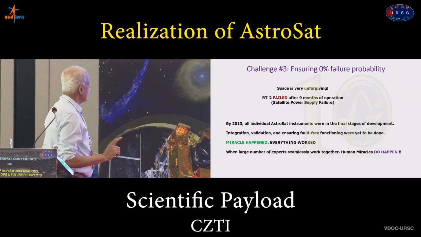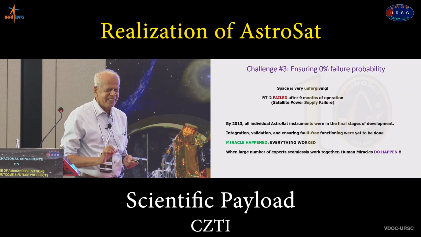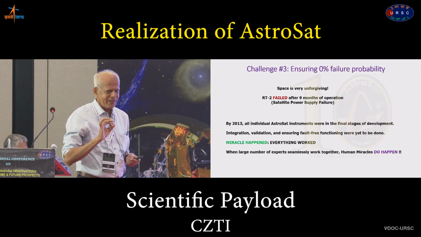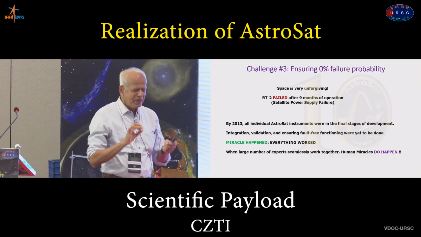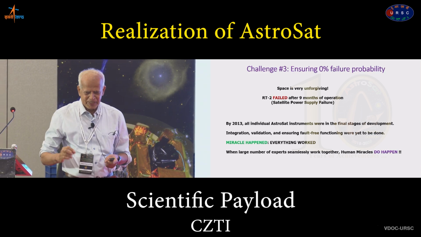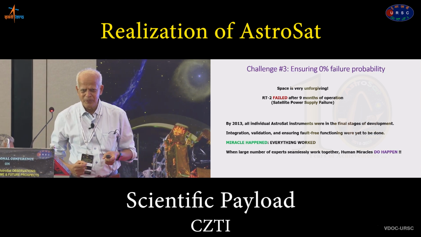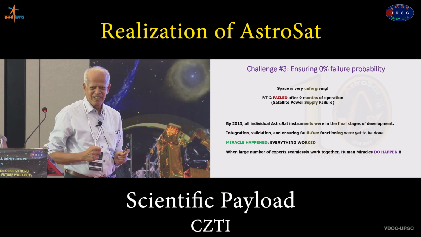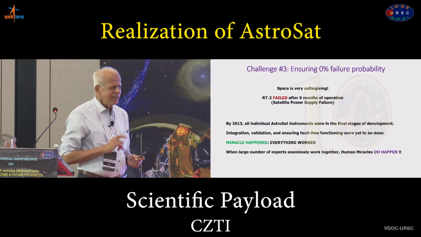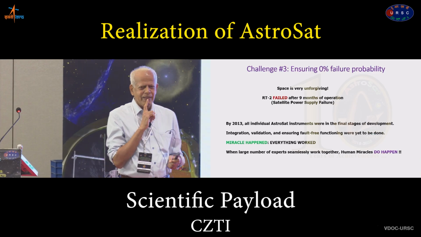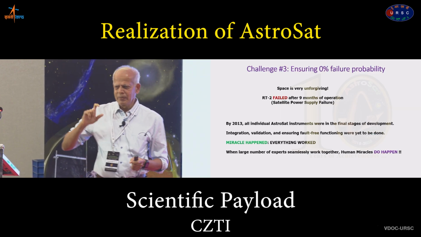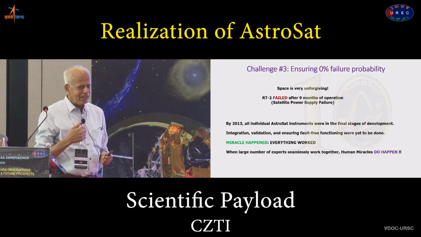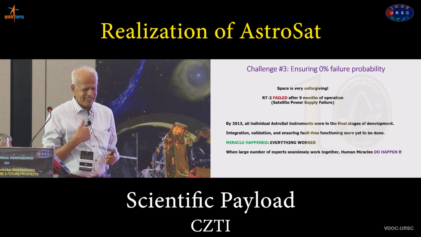The biggest challenge is how to make it 100% perfect, 0% failure probability. Because I have done many space experiments, many of them failed. The RT2 experiment, which was designed and built very wonderfully, after 9 months, the power supply failed in the satellite. So no serious result. So how do you make an instrument work with 100% confidence? Even in 2013, I was personally not confident, but a miracle happened.